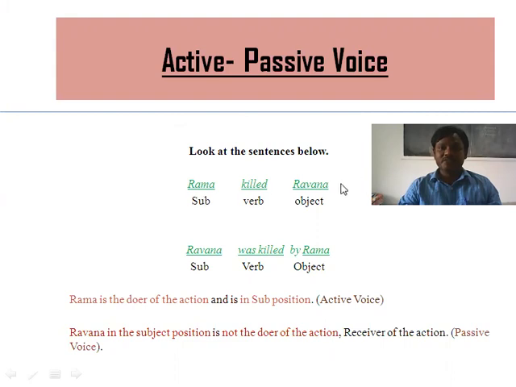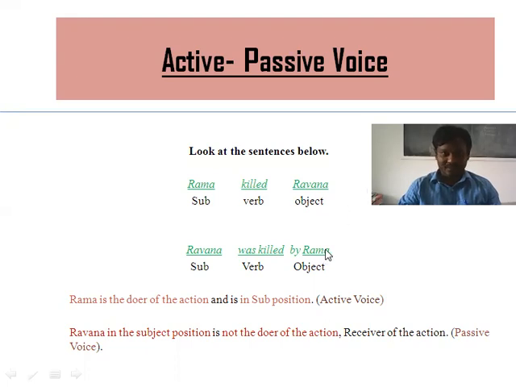See, in the first example, which is in active mode, Rama is the doer of the action and is in subject position. So for a sentence to be in active voice, the subject must also be the doer of the action. That must be the one who is performing the action. Whereas in the second sentence, that is not happening. Ravana is the subject here, still he is not the doer of the action. He is not the one who is performing that particular act of killing. In fact, he is the receiver of the action. Here, the receiver of the action is in subject position, so it is in passive voice. Here, the doer of the action is in subject position, so it is active sentence.